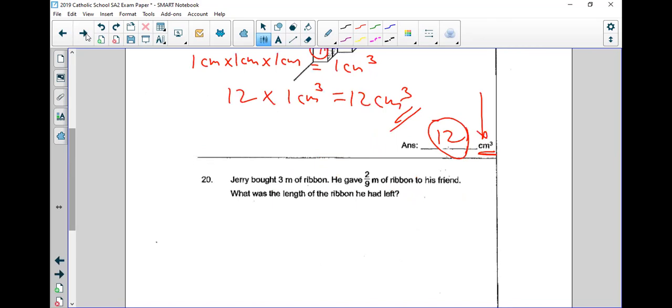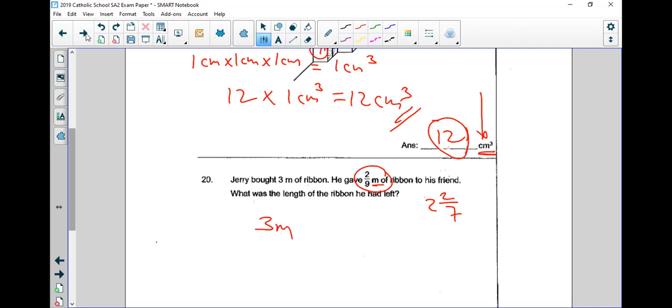Okay, question number 20. What's the answer for question 20? 2 and 2 over 7. Again, do I draw model for this? No, never draw model when it's a special fraction. So how to find the left over? How do you find the ribbon left? 3 meters is 3 wholes. And please don't go and change it to decimal.